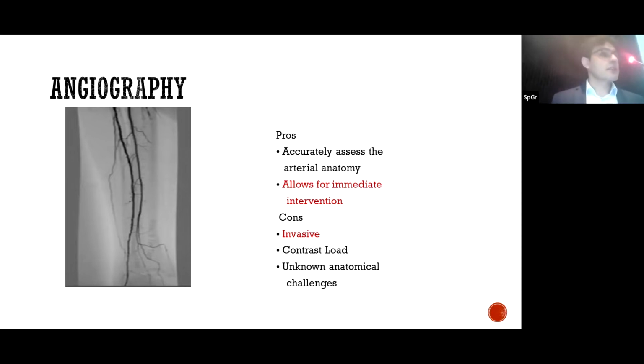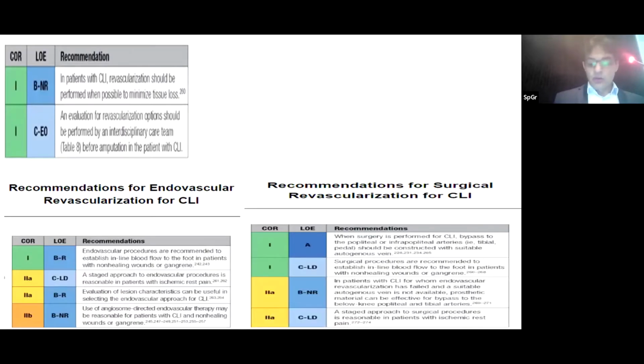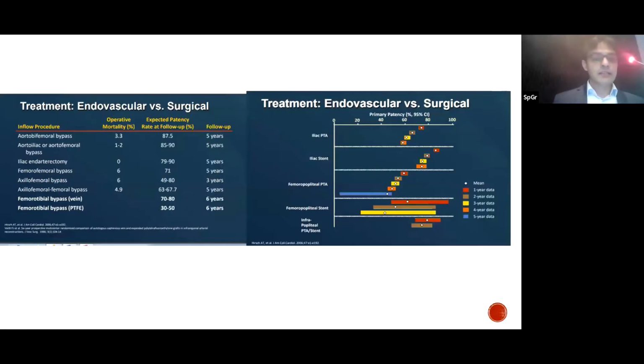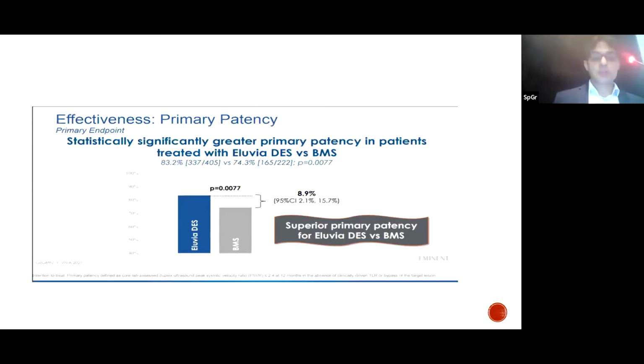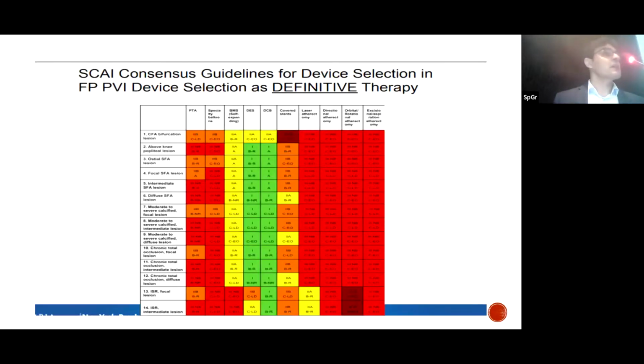Again, contrast-related issues, the cost issues. So again, not getting into that, CLI patients, you have to do intervention, whether it's endovascular or surgical. Endovascular is now the first-line therapy, with lower risk of perioperative morbidity or mortality, and fairly good long-term patency data, especially with drug-eluting balloons and drug-eluting stents in the SFA and POP region. If you look at all the greens here, this is for FEMPOP, for drug-coated balloons and drug-eluting stents.